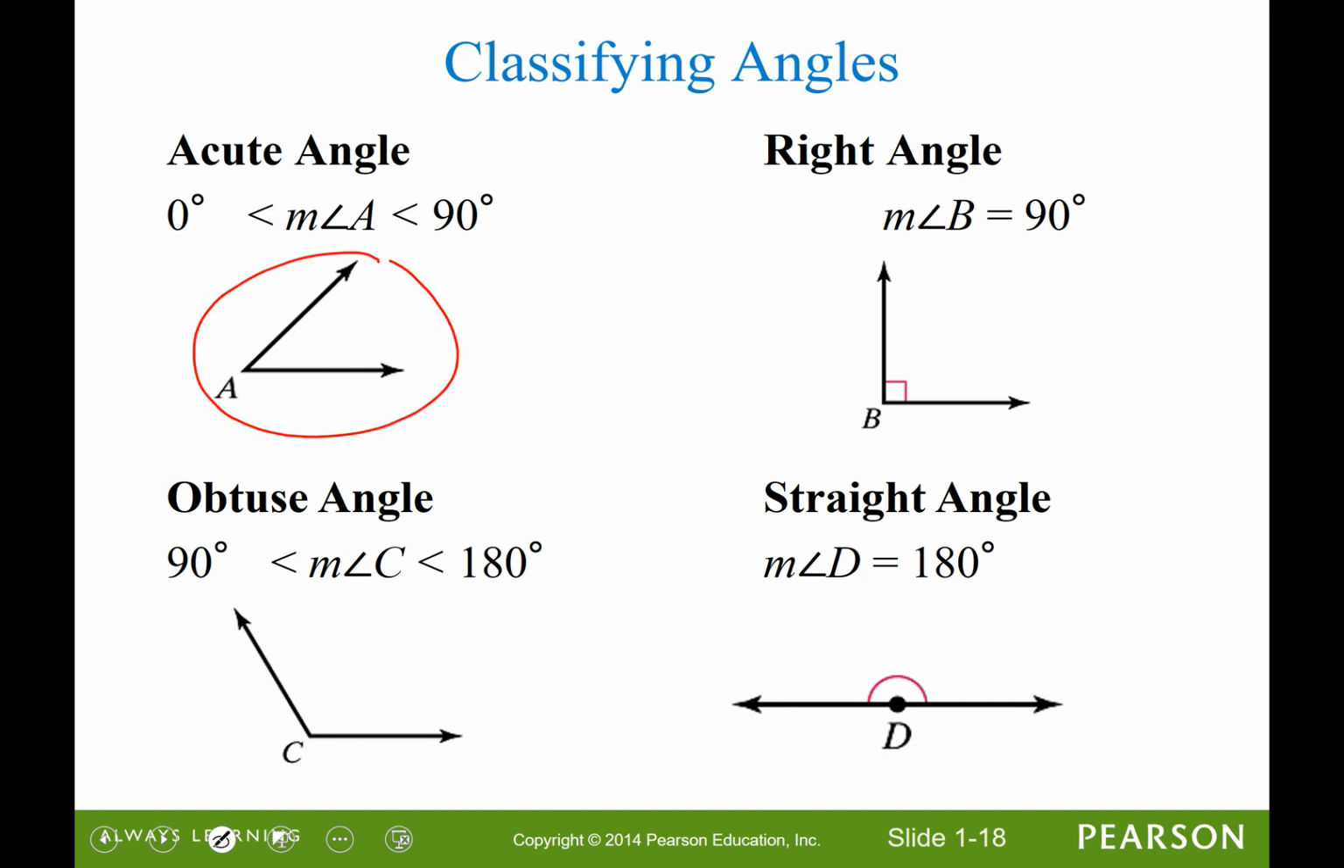Here's a visual on an acute angle. If I had to guess, maybe this is like a 70-degree angle. That would qualify as acute because it's between 0 and 90. Our next group of angles has the title right angles. For an angle to qualify into this group, its measure has to be exactly 90 degrees.